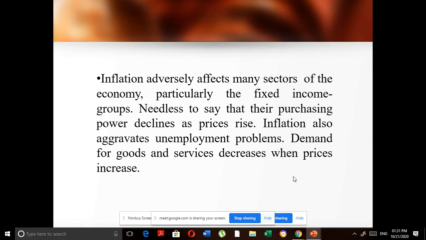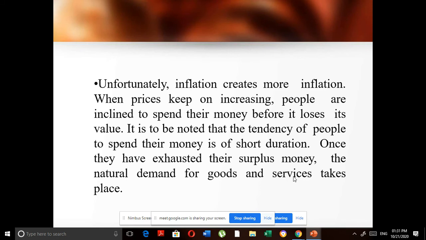So, effects of inflation. Inflation affects many sectors of the economy, but in most cases, it affects the fixed income groups. Inflation creates more inflation. So when prices increase, people can't spend money as before, and money loses its value. So the tendency of people to spend their money is of short duration.